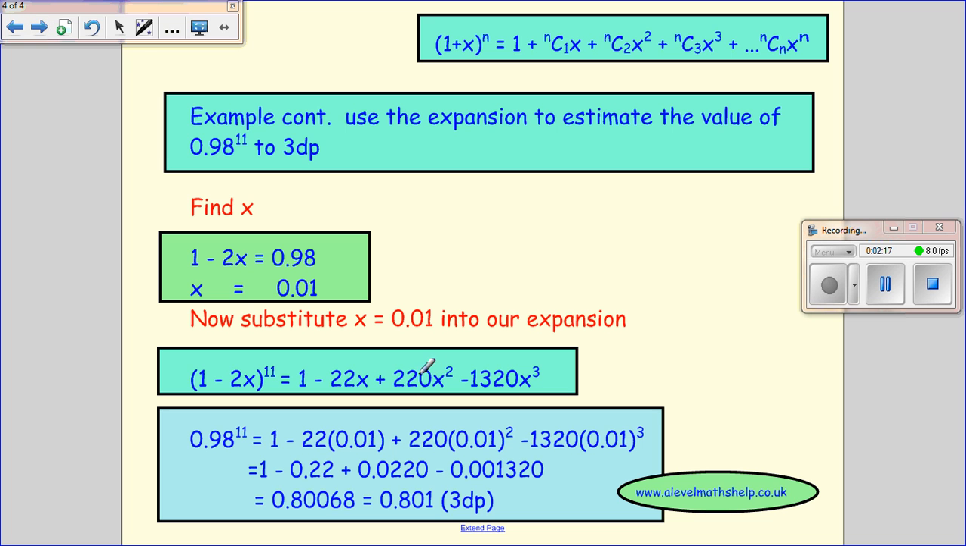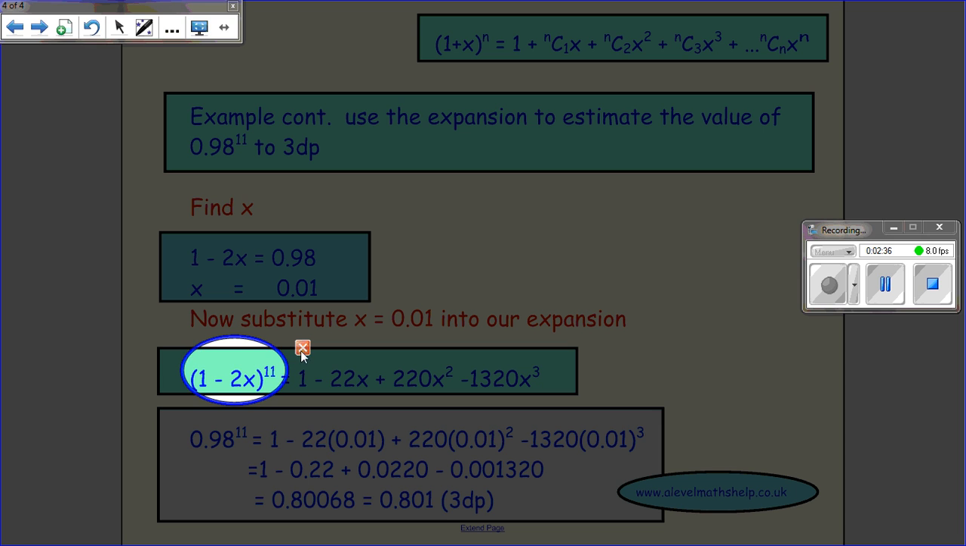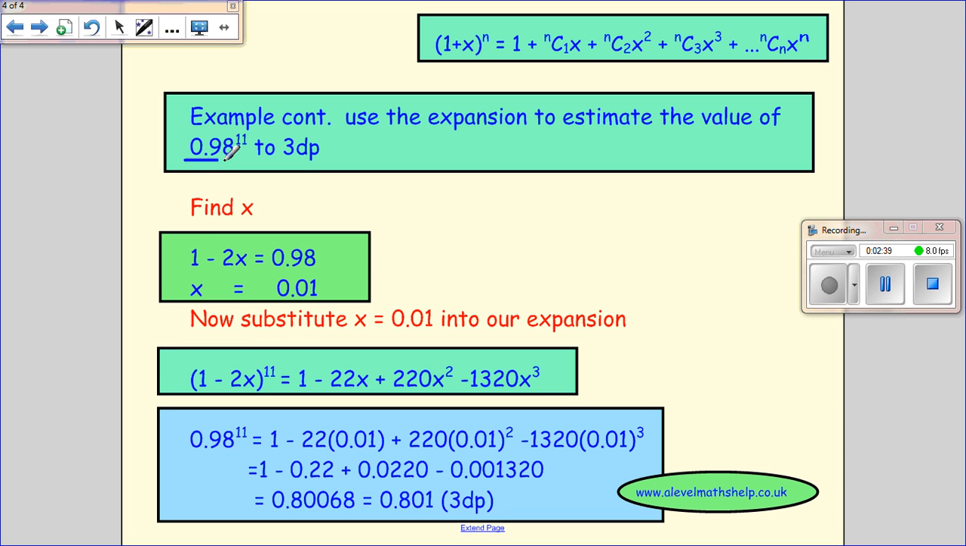Okay, so I've now got this expansion. The second part of the question says use the expansion to estimate the value of 0.98 to the power of 11 to 3 decimal places. So if we look, we've got this thing here, and we see that this is to the power of 11. So what we have to do to make it the same as this, I want 1 minus 2x to equal 0.98. And so I can just rearrange that by adding my 2x to one side and taking my 0.98 and dividing by 2, and I get that x equals 0.01.